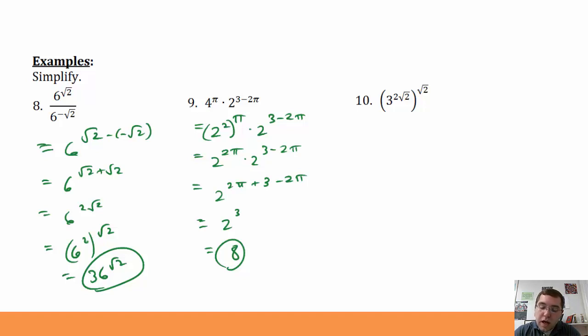That's pretty cool. Number 10, 3 to the 2 radical 2 power raised to the radical 2 power. Well, a power raised to another power means I multiply the powers. You know that by now, right? So that becomes 3 to the 2 times radical 2 times radical 2, or radical 2 times radical 2 is radical 4, which is 2. So that's 2 times 2, which is 4. So 3 to the 4th power. And as we all know, 3 to the 4th is 81.